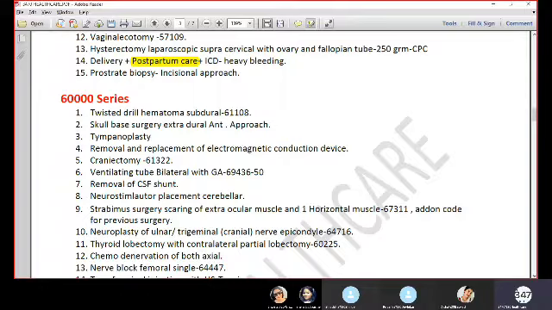Then another one. Now I said molar pregnancy. What is the molar pregnancy code? Molar pregnancy with dilation and curettage or evacuation, 59870. Okay, so that one you can remember.